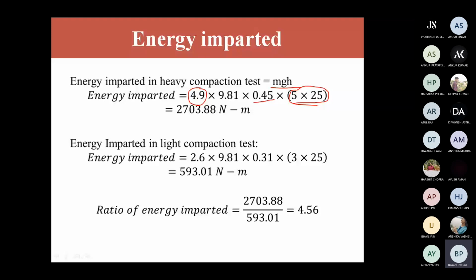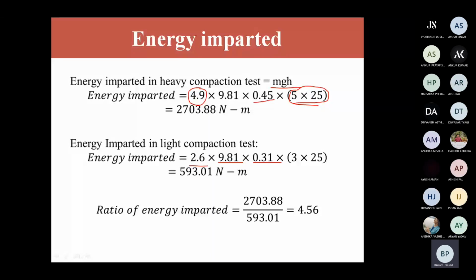Similarly, for the energy imparted in light compaction, you can see 2.6 kg weight, g is the same, the distance is 310 mm, and this is in 3 layers, with 25 blows. So in the heavy compaction test, the energy we are imparting is 2703, and in the light compaction we are providing 593. So you can see the ratio is 4.56.